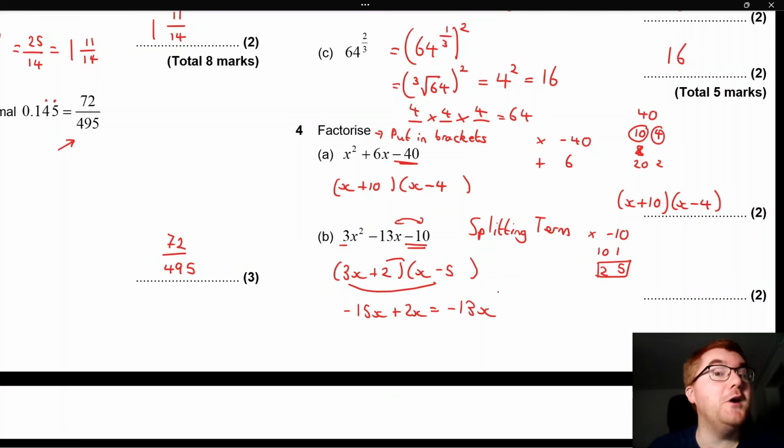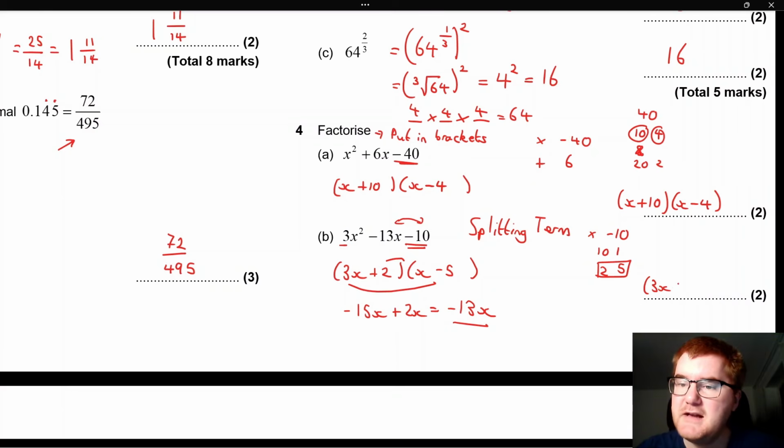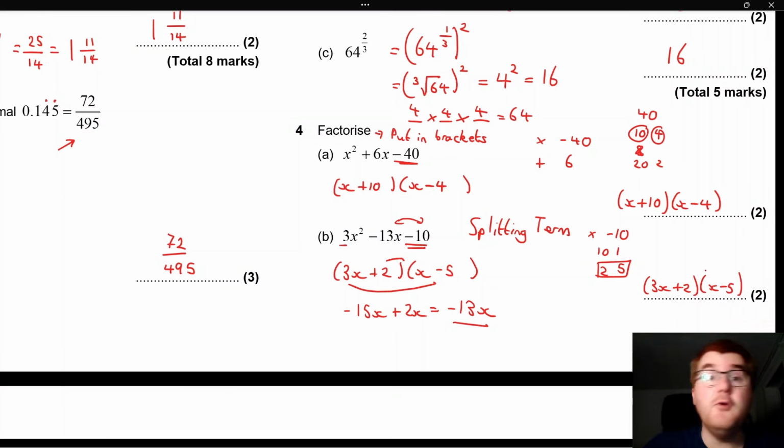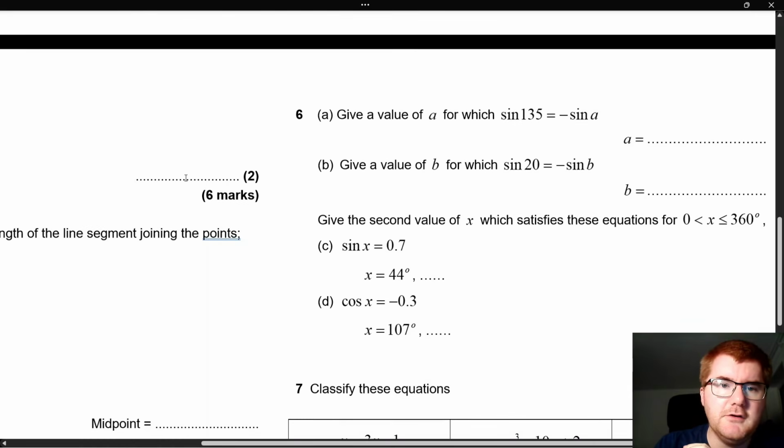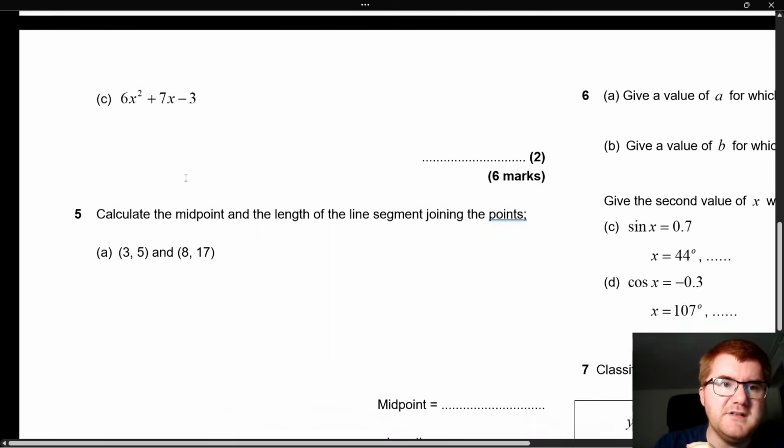Again, that wasn't done on purpose, honestly. So we have the correct answer. We get the middle term, and the outside term works. So we have 3x plus 2. If you want me to do the splitting the term instead, again, I'm more than happy to do that in a future video. Okay, let's have a look at the last question, so 4C.